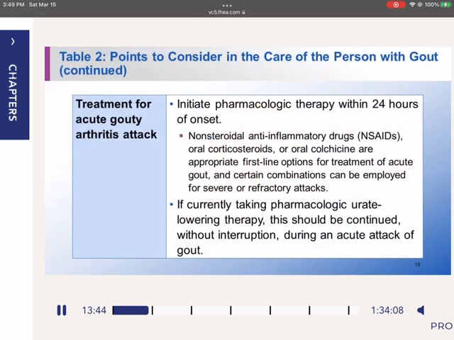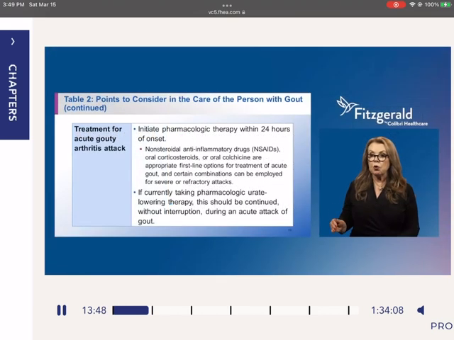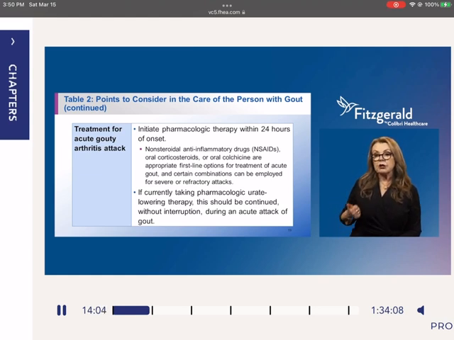With treatment, what you want to do with an acute gout flare, get the NSAID on board within 24 hours of the onset of action. Most of the time, the patients will present coming in very, very rapidly after the onset of gout because it's so acutely painful, particularly with the first episode. High dose NSAIDs are usually what are used.